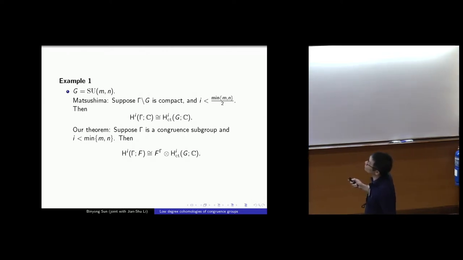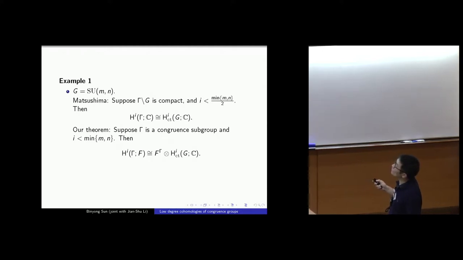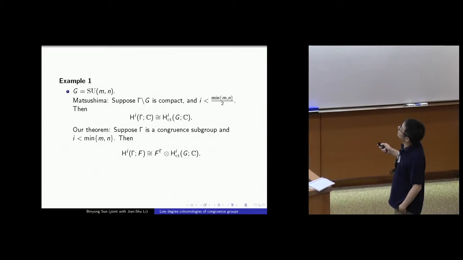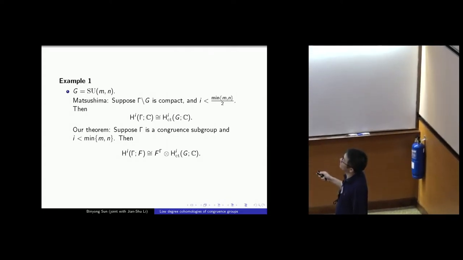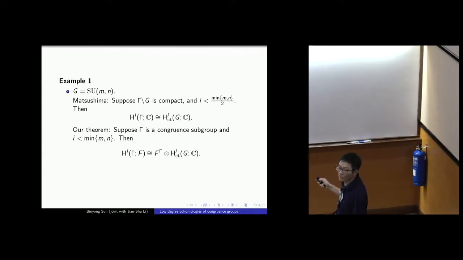Let's look at two examples. First one, if G is SU(m,n), then by Schwermer's result, suppose G mod gamma is compact and i is less than half of the minimum of m and n, then there is an isomorphism. By our theorem, R_G in this case is just the minimum of m and n. So suppose gamma is a congruence subgroup and i is smaller than this, then we have such an isomorphism. So this bound is better than Schwermer's bound.